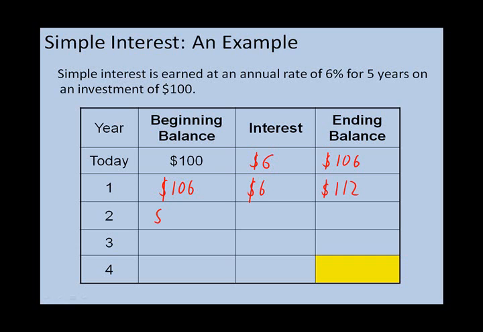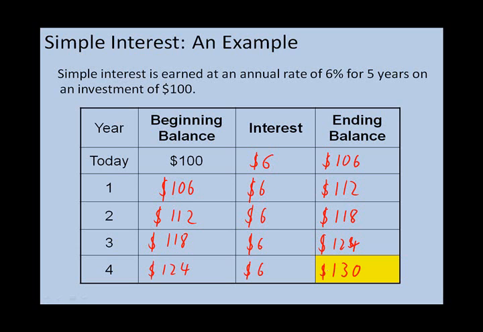And we can continue to fill out this table. And each year, the interest payment is always going to be $6 because this is simple interest. And in 5 years' time, our investment of $100 will be worth $130 if we earn simple interest.